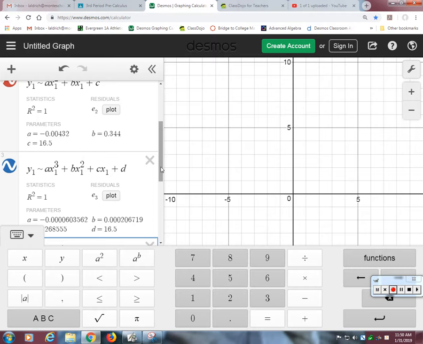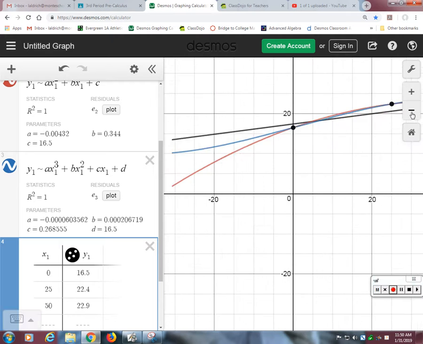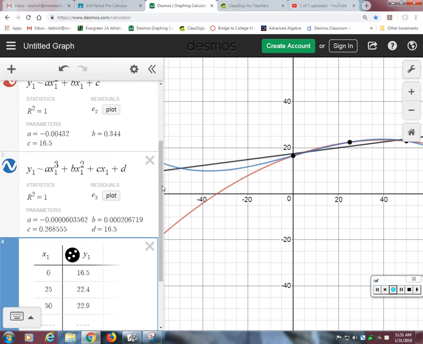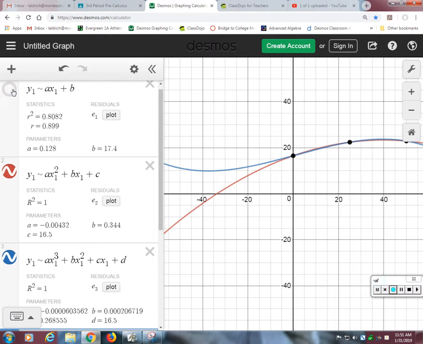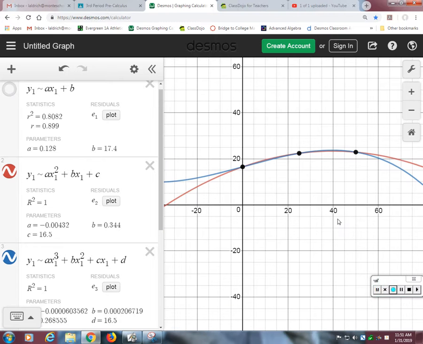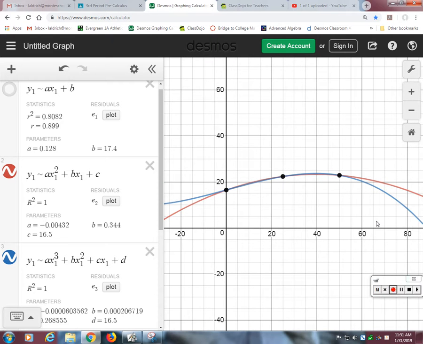The coefficients come out to be weird, but if I zoom out and find the points, what it's saying is both of those graphs go through all three of those points exactly. Okay? I agree with what Sydney said.